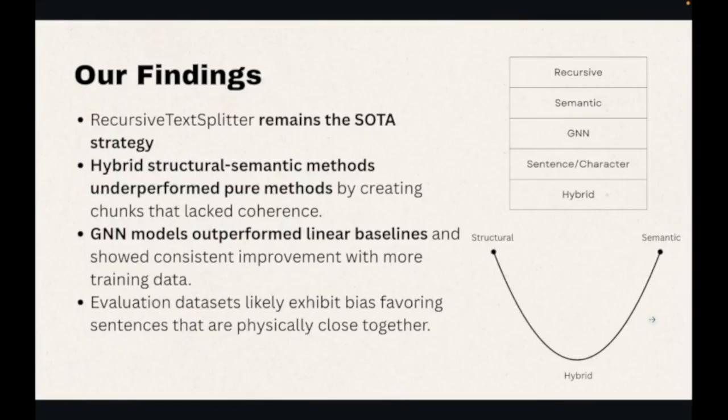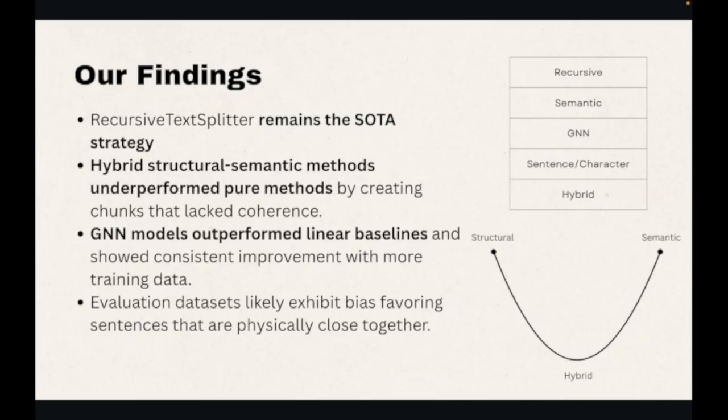Let's dive into the core findings of our research. First and foremost, we found that the recursive text splitter remains a state of the art strategy. Despite the complexity of our proposed models, the simple recursive approach is tough to beat. However, our GNN models successfully outperform the standard linear and sequential baselines, and we saw a consistent improvement in performance as we increased the amount of training data.